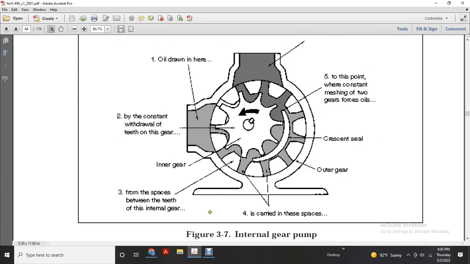Figure 3.7 shows the internal gear pump. 1. Oil is drawn in here. 2. The constant withdrawal of the teeth from its teeth. 3. In the inner gear, the spaces between the teeth of the internal gear. 4. Oil is carried in these spaces, and the outer gear crescent seals. 5. To the point where the constant meshing of the two gears forces oil out.